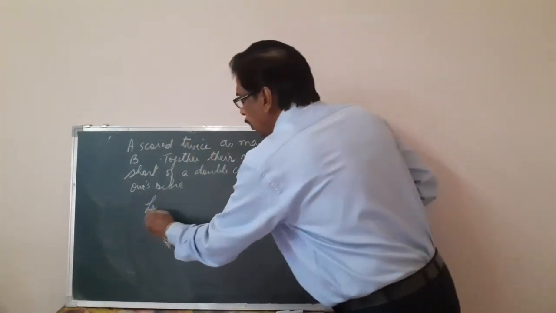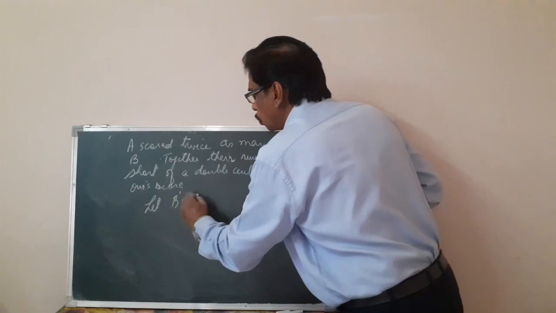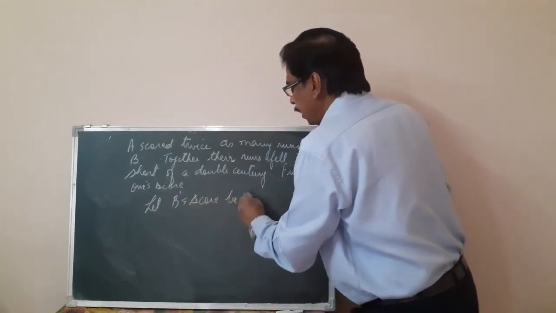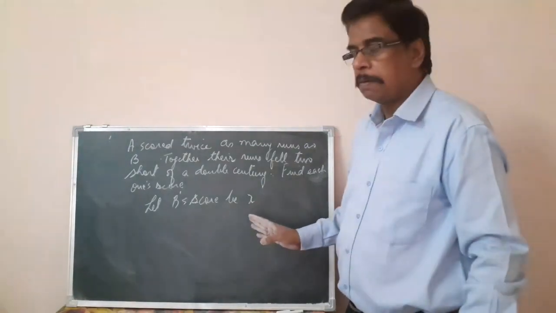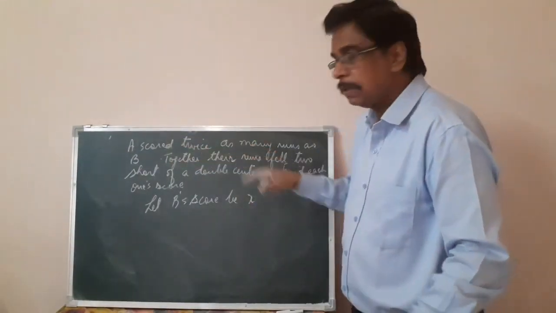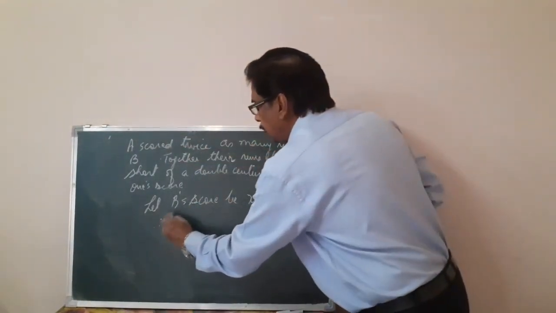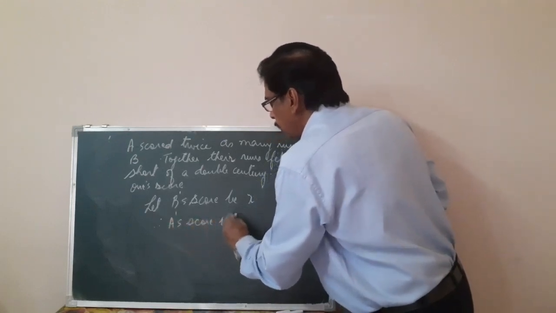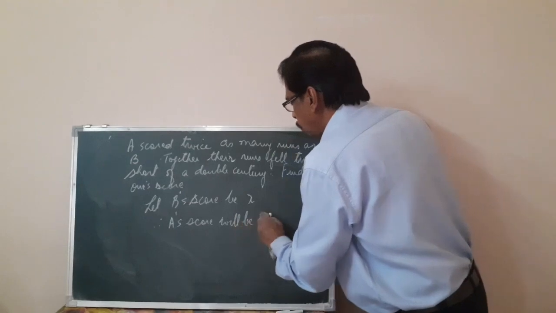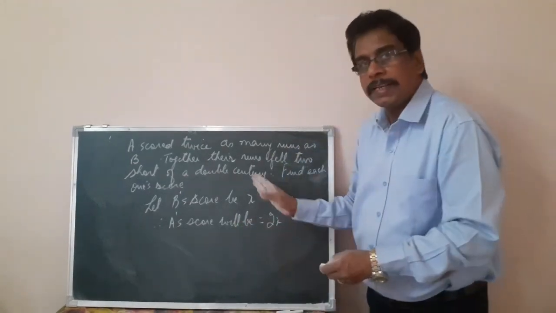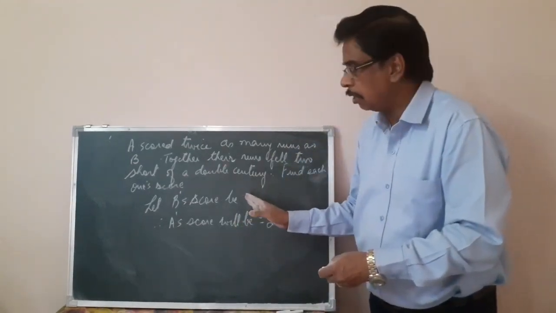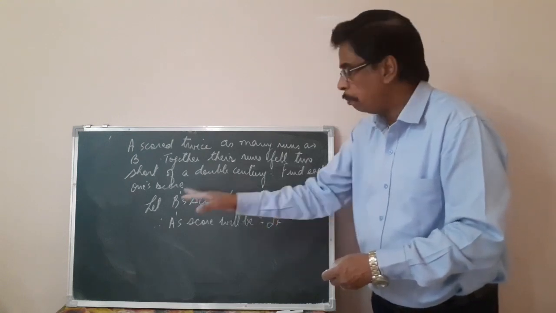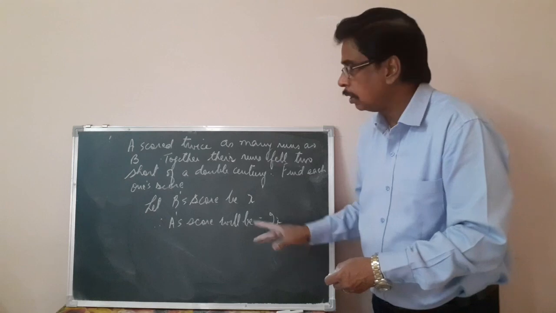A scored twice as many runs as B. Let B's score be x. Suppose he made x runs, B. So A scored twice as many. Therefore, A's score will be 2x, because he scored twice as many as B's runs. So if B scores x, A will be 2x.